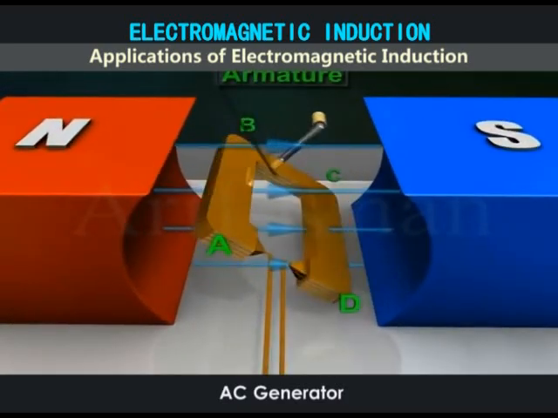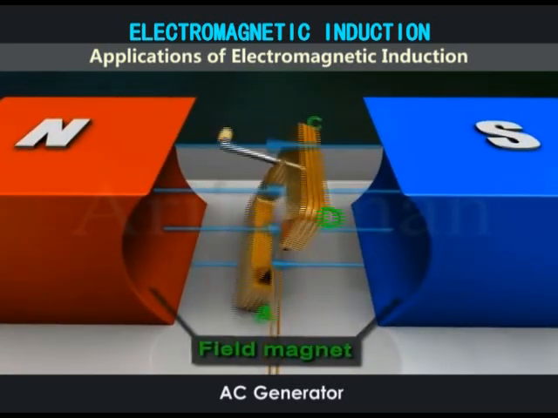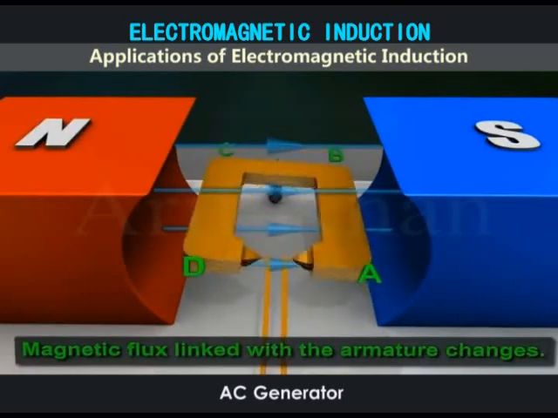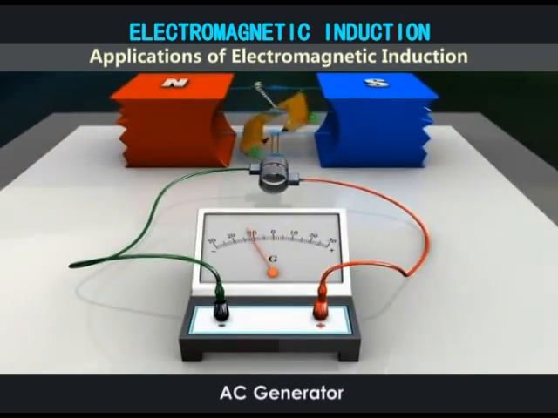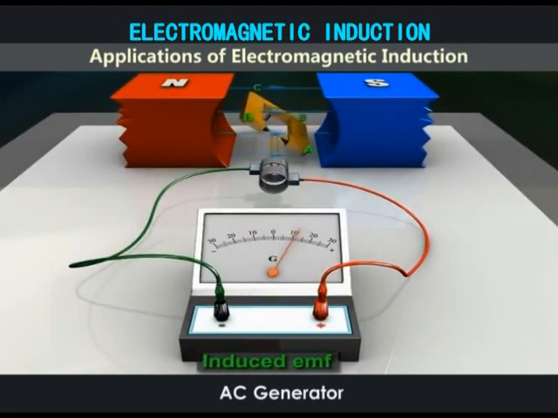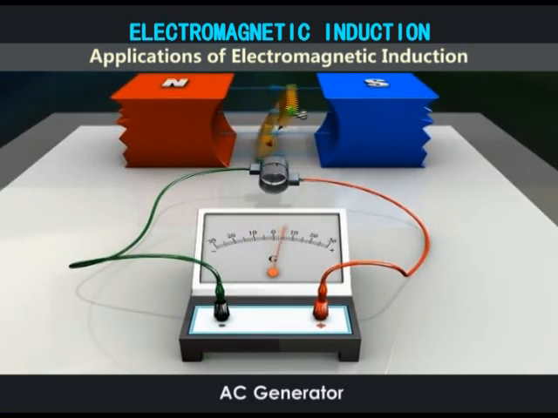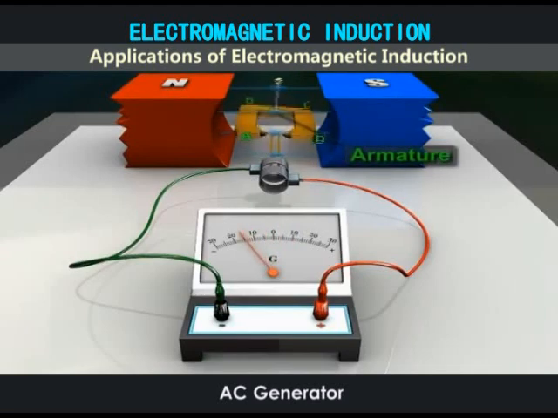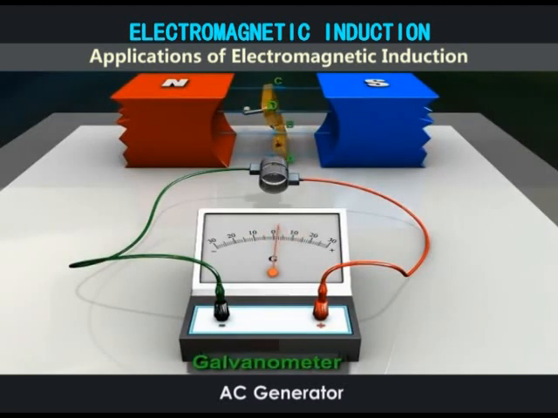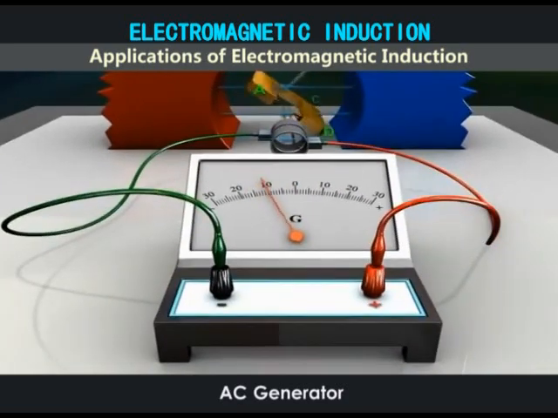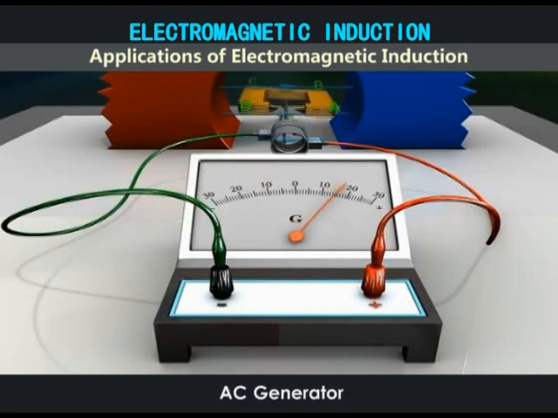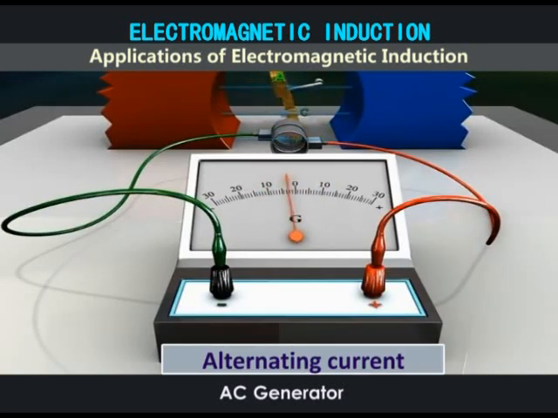When the armature rotates between the poles of the field magnet, the magnetic flux linked with the armature changes continuously. As a result, an EMF is induced in the armature. This in turn produces an electric current through the armature, the galvanometer, the slip rings and the brushes. Note that the galvanometer swings between negative and positive values. This means that an alternating current is flowing through the galvanometer.